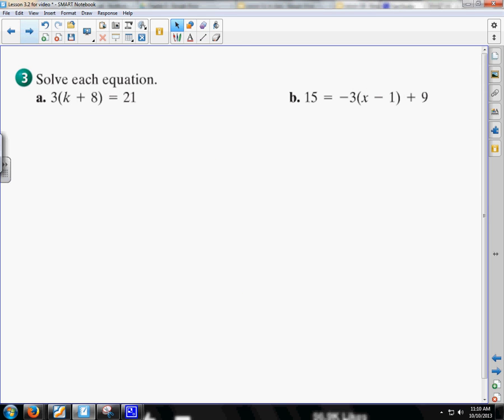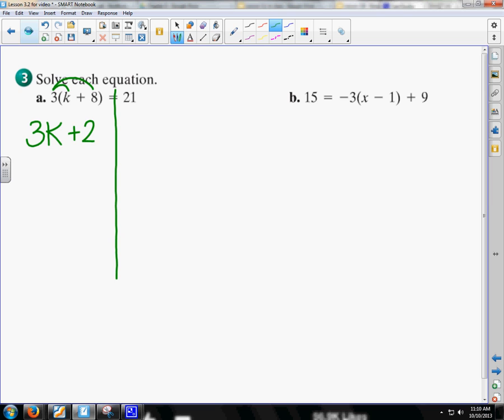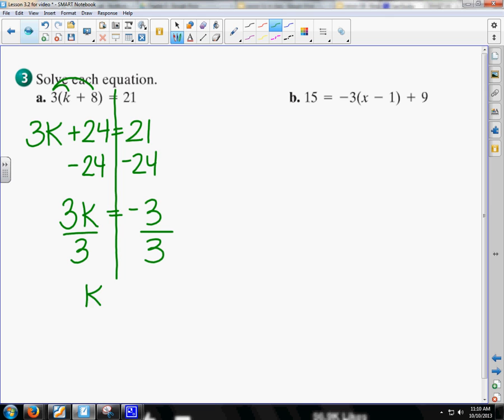All right, now another type of equation that you will see are these with parentheses. So when I do this equation, I have to first distribute. So I would rewrite my equation like this. 3k plus 24 equals 21. So I minus 24 from both sides. So I get 3k equals negative 3. I divide by 3, and k equals negative 1.